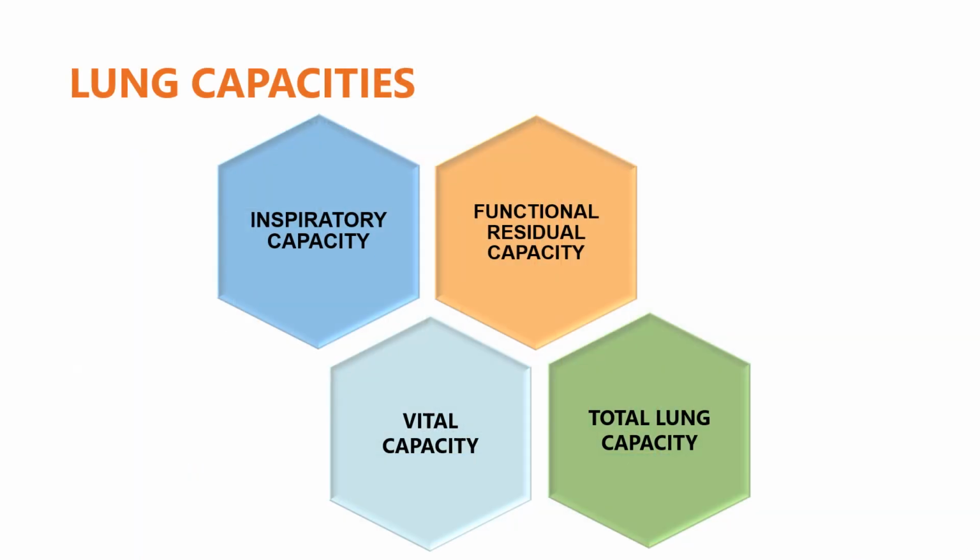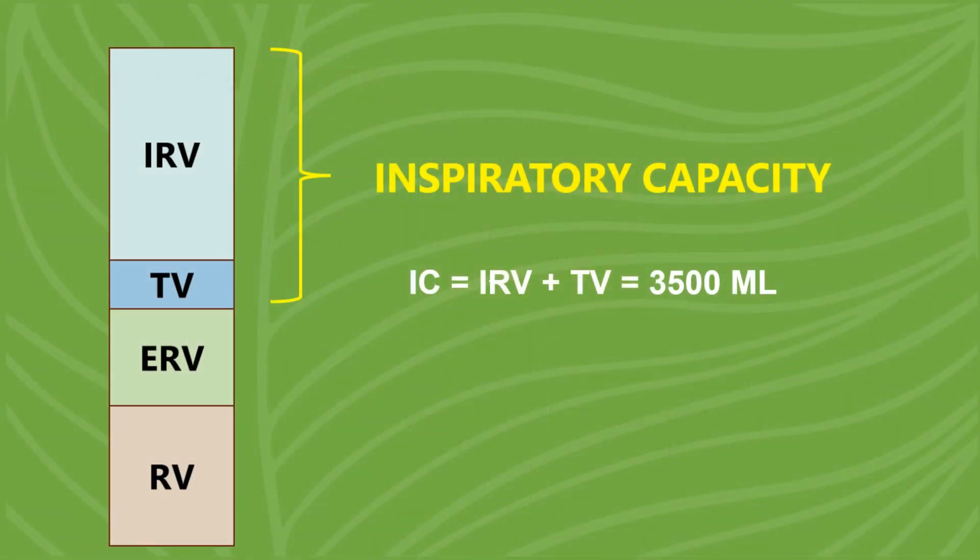Now there are four types of lung capacities as well: the inspiratory capacity, functional residual capacity, vital capacity, and the total lung capacity. When we discuss lung capacities, understand that lung capacities are basically combinations of various lung volumes. The first one is inspiratory capacity. It is the total amount of air that is taken in during a deep inspiration. Now it includes the tidal volume as well. So inspiratory capacity is a combination of inspiratory reserve volume plus the tidal volume, which comes to around 3500 milliliter.